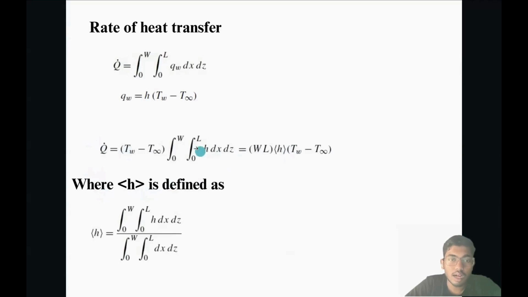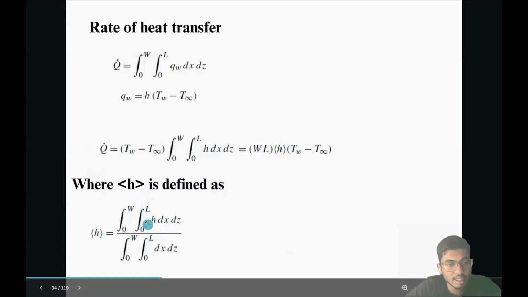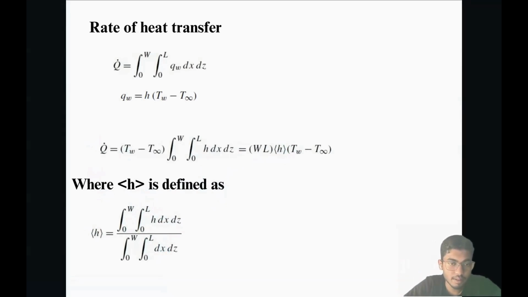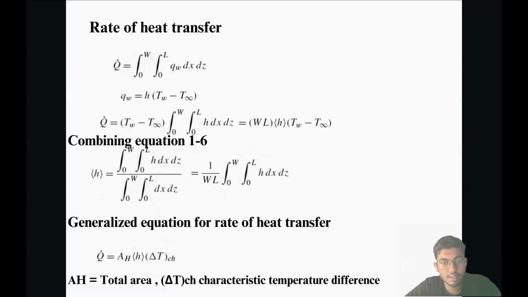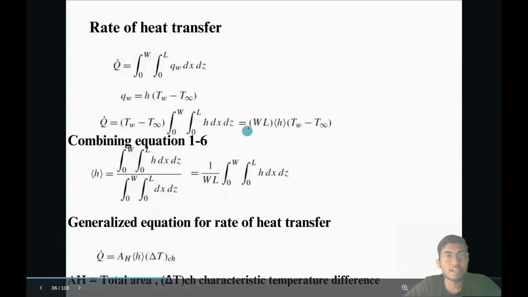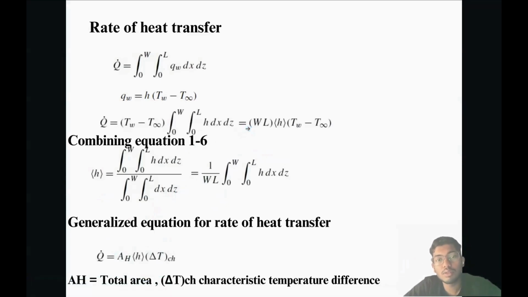So now, after integration, it is average H. What is average H? H integrated over the area divided by the area. That is H dx dz integrated over the area divided by the area. This gives us the average H over the flat plate. This equation gives us this. Okay. So now, with the help of Newton's law of cooling, we have got the equation for rate of heat transfer.